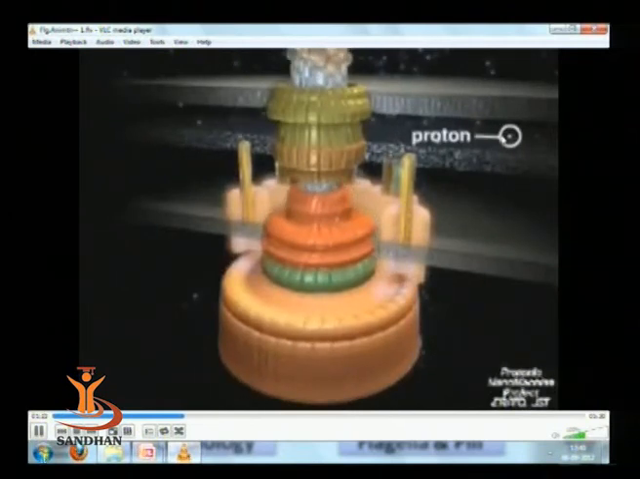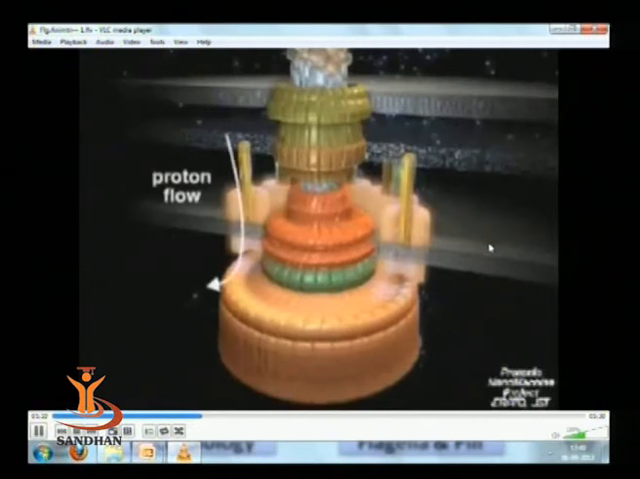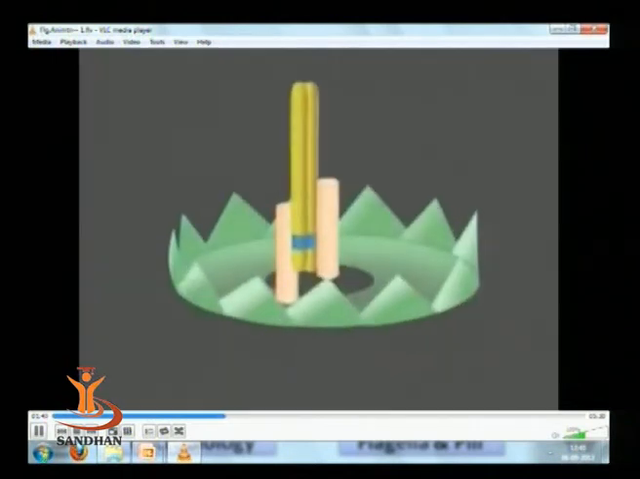As I had already made a reference to the proton motive force, though we don't go into the detailed biochemical processing of this, just look how the proton motive force makes the whole thing rotate. Look carefully. We have decided to incorporate this video in our presentation because what a lecture of 1 hour cannot tell you, this video will be able to tell you.